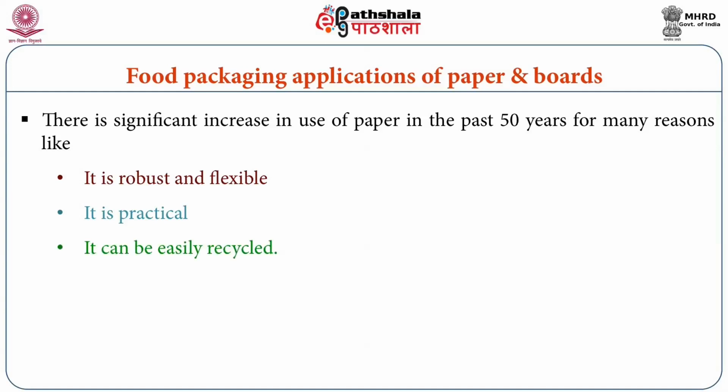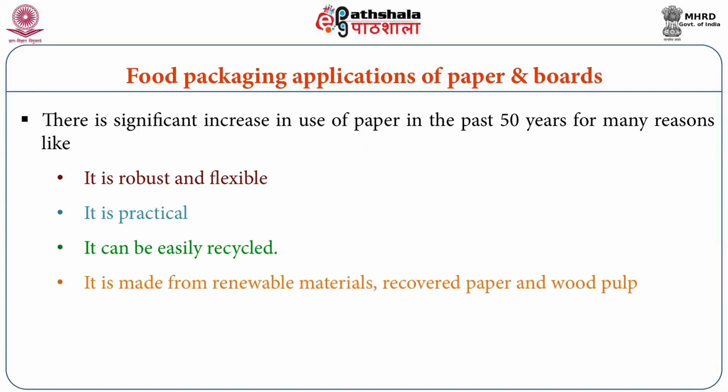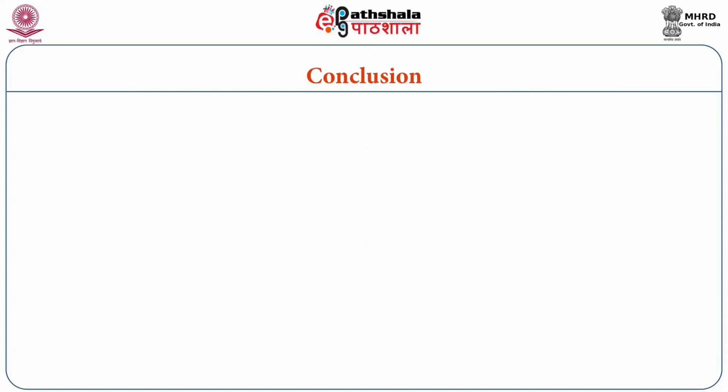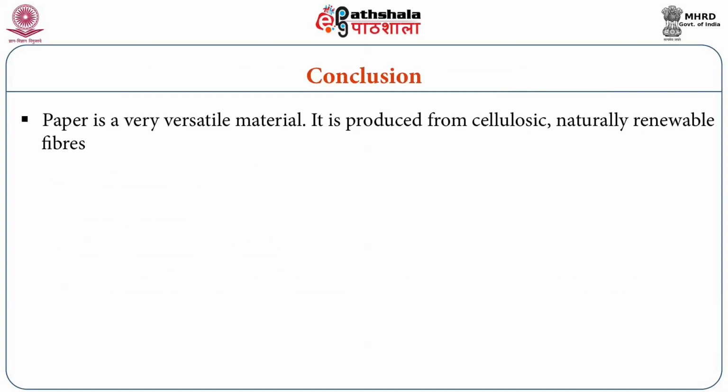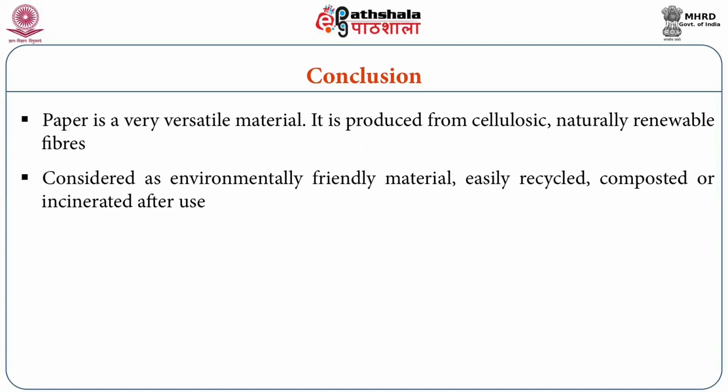It can be easily recycled. It is made from renewable materials, recovered paper and wood pulp. Thus, in conclusion, we can say that paper is a very versatile material. It is produced from cellulosic, naturally renewable fibers. It is therefore considered an environmentally friendly material, being easily recycled, composted or incinerated after use.